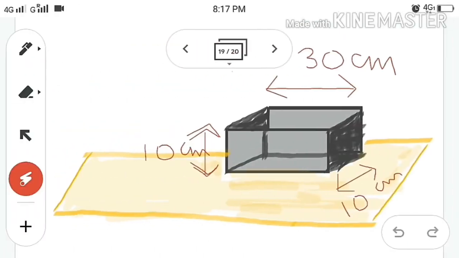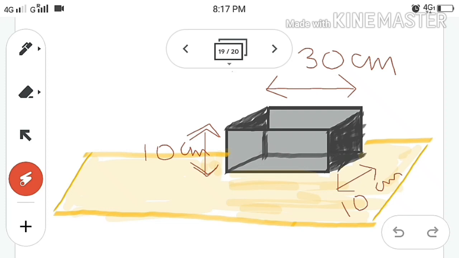Look at this picture, children. A brick is placed on the surface. If I want to know what is the pressure exerted by this box on the surface, I need to know what is the force as well as what is the area of contact between this brick and the surface. Here you can see that the bottom portion of the brick is the area of contact with the surface. So now let us find what is this area of this contact.